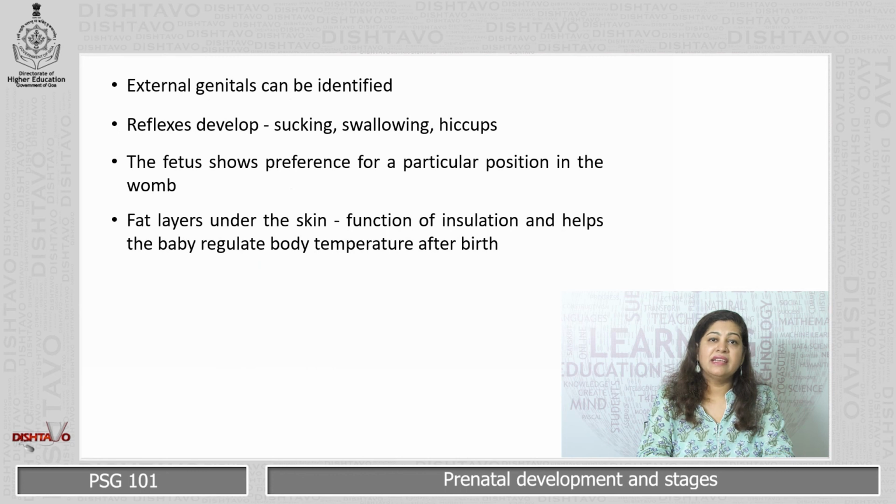External genitals can be identified, which leads to sex differentiation. Reflexes also begin to develop, like the sucking reflex, swallowing, and hiccups. The fetus shows a particular preference for a position in the womb. Fat layers under the skin begin to develop. An important function of these fat layers is to provide insulation and help the baby regulate both body temperature after birth.